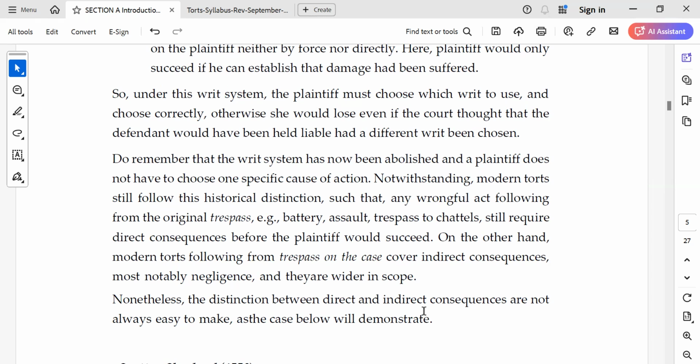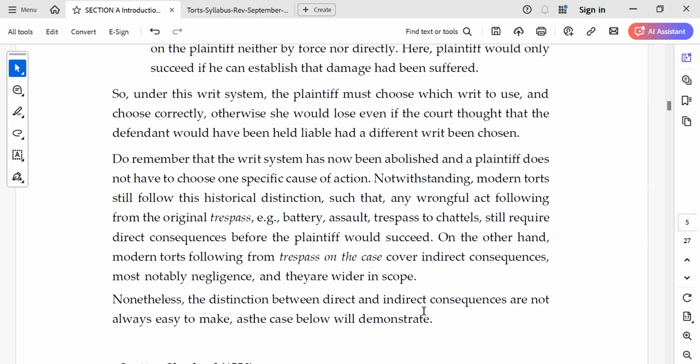That used to be the case. We are talking about history. Notwithstanding, modern torts still follow this historical distinction. The distinction is there, but the writs are not there. This system is not there. Such that any wrongful act following the original trespass, for example battery, assault, trespass to chattels, still requires direct consequences before the plaintiff would succeed. The earlier requirement was that direct harm, direct consequences was required. So that is still there.